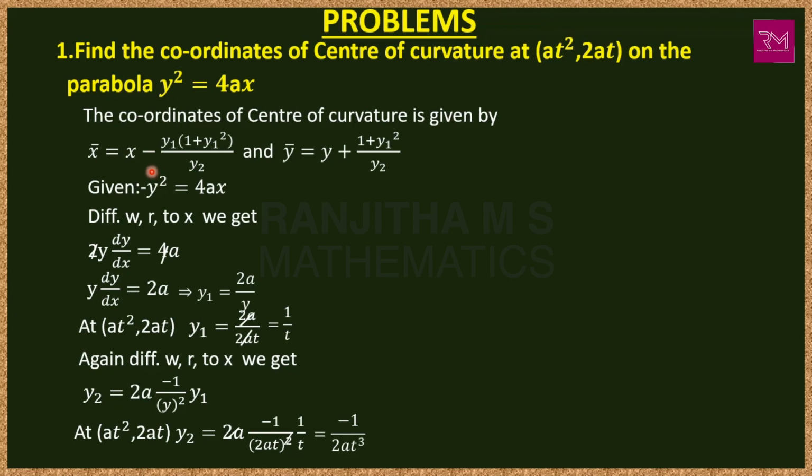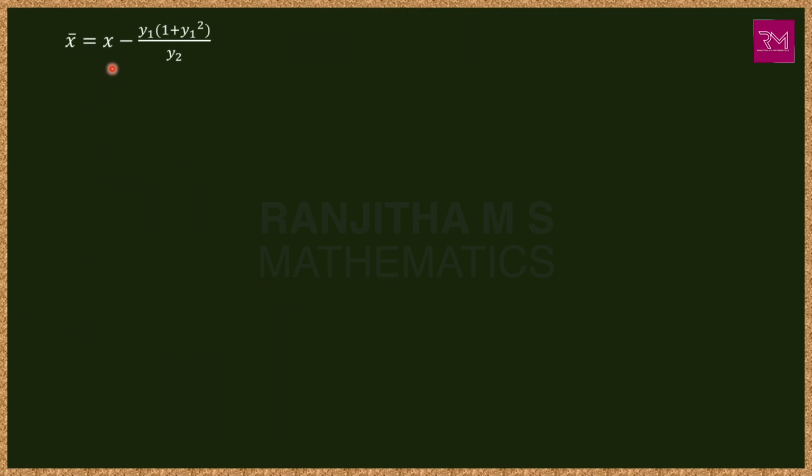Now after finding y1 as 1 by t and y2 as minus 1 by 2a t cube, we have to substitute in the formula of x bar and y bar. Now substitute x value as at square, y1 as 1 by t and y2 as minus 1 by 2a t cube. In x bar formula we get x bar which is equal to at square minus y1 is 1 by t into 1 plus y1 square is 1 by t square divided by y2 is minus 1 by 2a t cube. If we multiply 1 by t inside the bracket and simplify, we get at square minus 1 by t into 1 is 1 by t plus 1 by t into 1 by t square is 1 by t cube divided by minus 1 by 2a t cube.